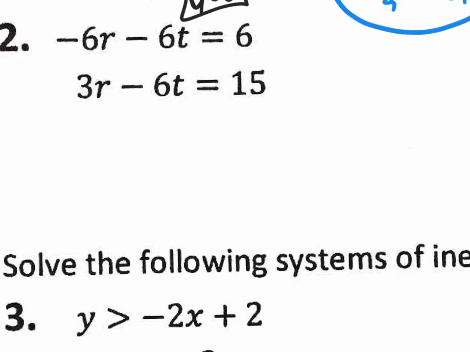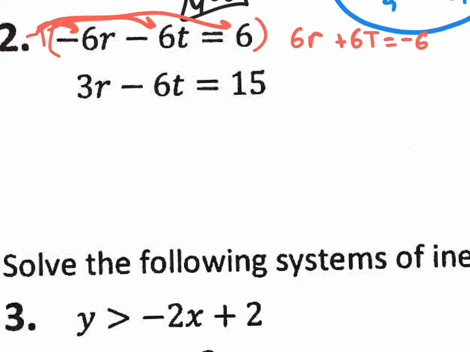What do you think is easier, to cancel out r's or cancel out t's? T's are a little bit easier. Let's multiply the top equation by negative 1. Then that way the whole top equation, when you go negative 1 times negative 6, that becomes a positive 6r. Negative 1 times negative 6, that becomes a positive 6t. And then negative 1 times 6, that becomes a negative 6. So modifying that top equation, I now have a positive 6t, which will cancel with this bottom negative 6t.